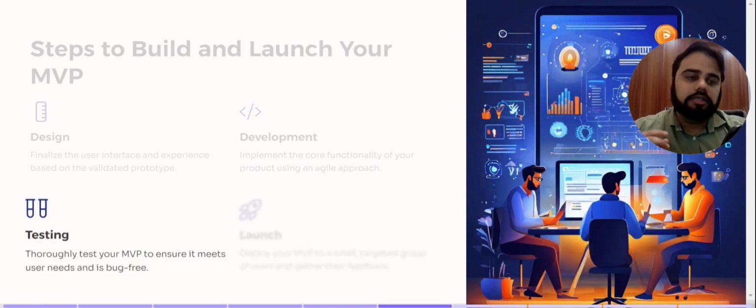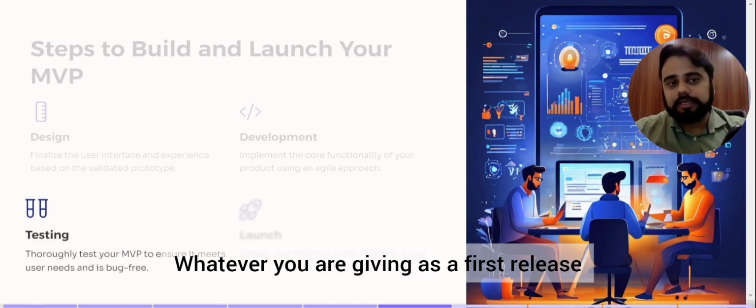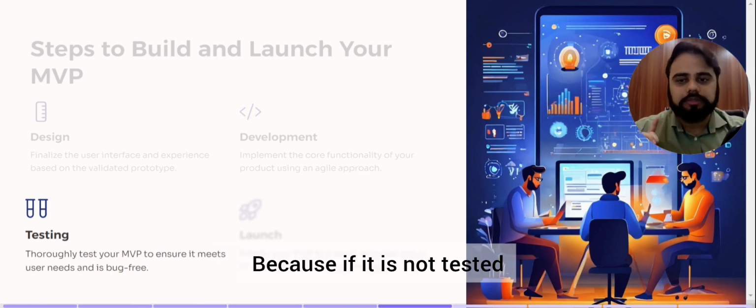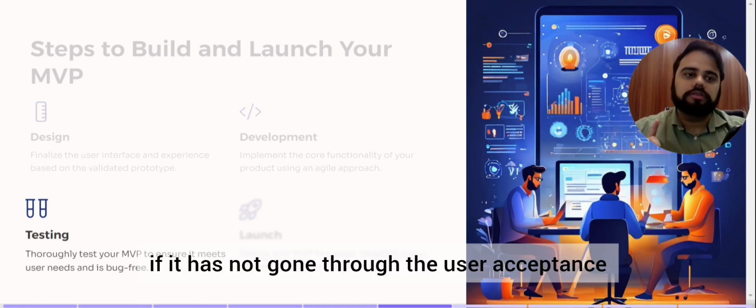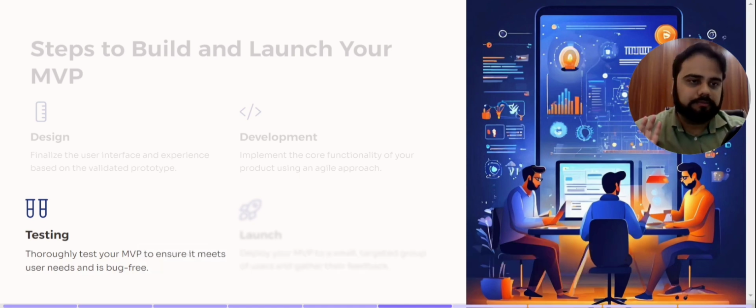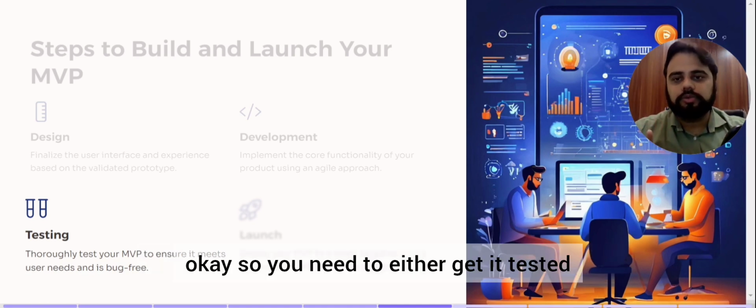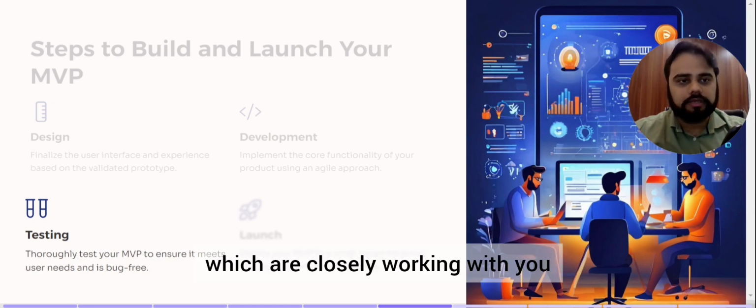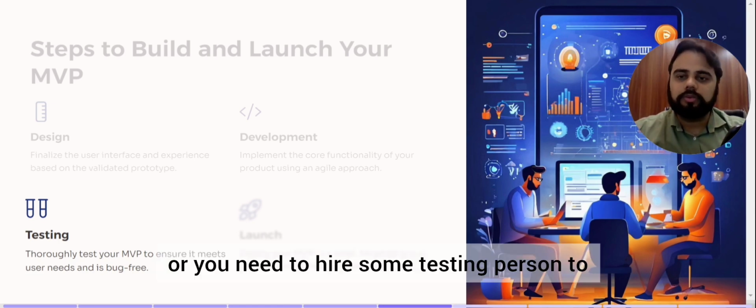Then the testing part: whatever you are giving as a first release, always make sure you have tested it properly, because if it has not gone through the user acceptance testing mechanism, you will fail. So you need to either get it tested through an actual set of users who are closely working with you, or hire some testing person to test it.